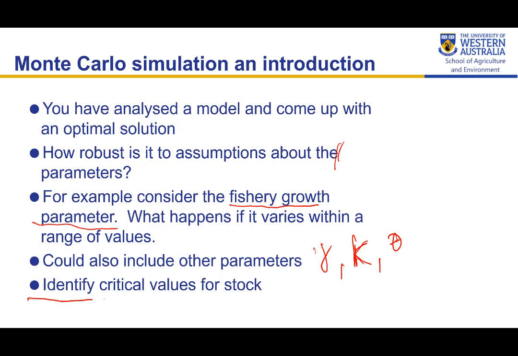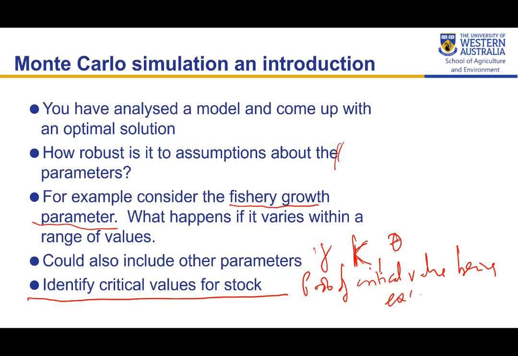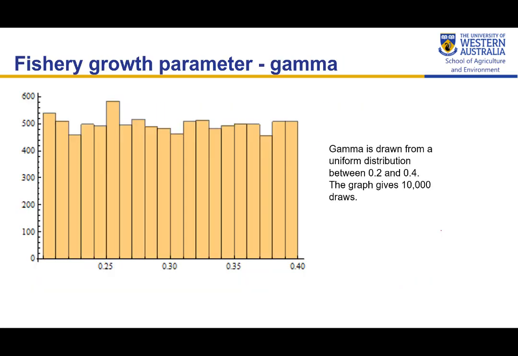The other thing you can do is you can use this to identify critical stock values, and also the probability of critical values being exceeded, or for instance the probability that the stock is below some critical value.